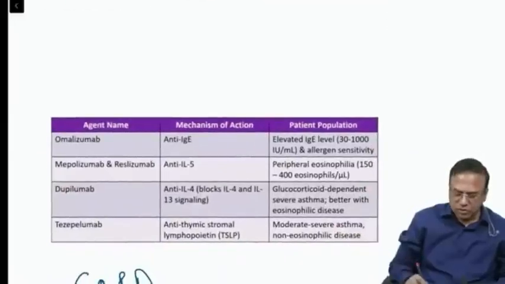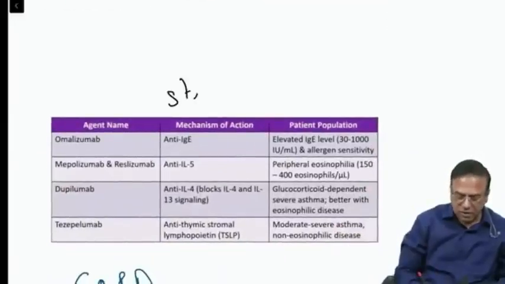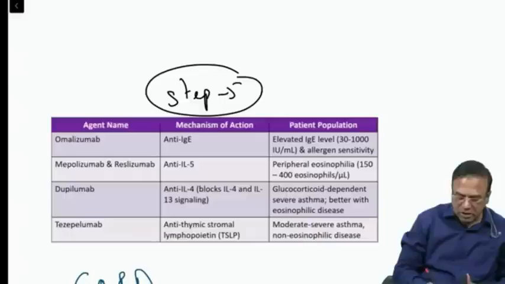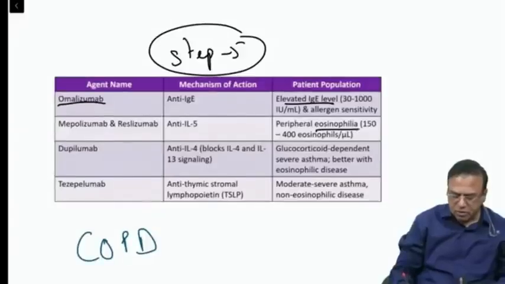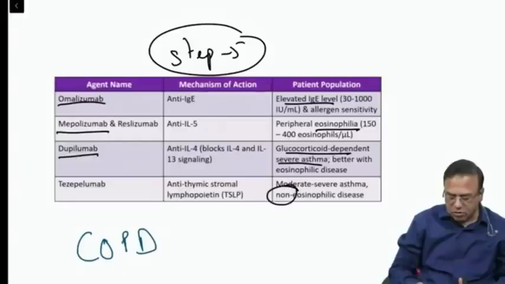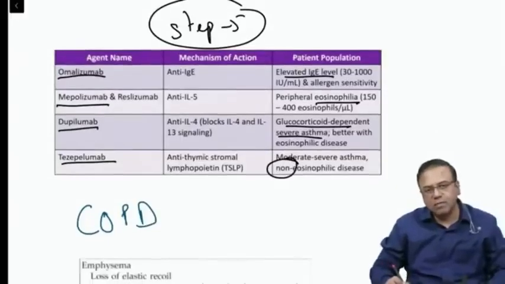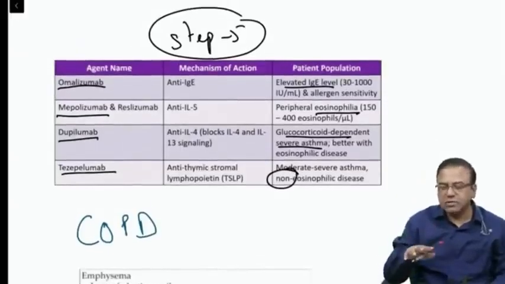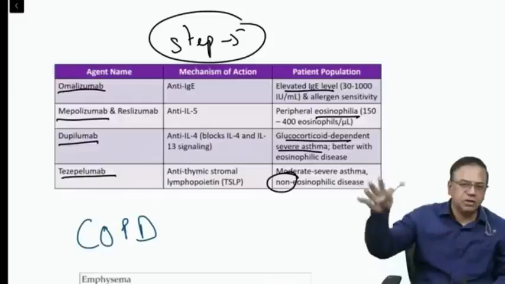The drug that we choose in step 5, if the patient has high IgE, give omalizumab. If patient has eosinophilia, use mepolizumab. If patient has steroid dependent asthma, dupilumab. And if there is non-eosinophilic asthma, then the answer is tezepelumab. So this is individualized treatment in step 5. Depending on the patient's problem, we'll choose the drug.